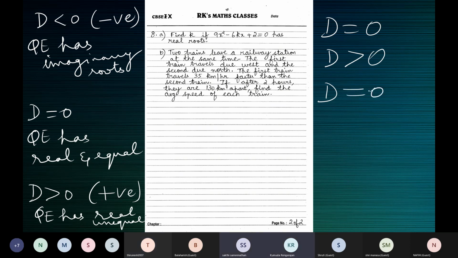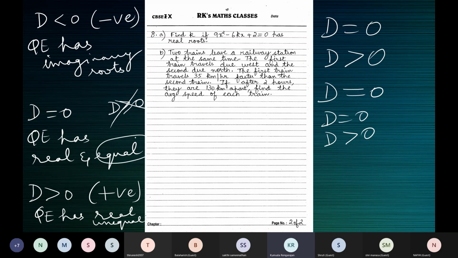Yes, I repeated the question because you will be expecting the third question to be different and you will say greater than or equal to 0. What is the condition for equal roots? D should be equal to 0. What's the condition for unequal roots? D greater than 0.